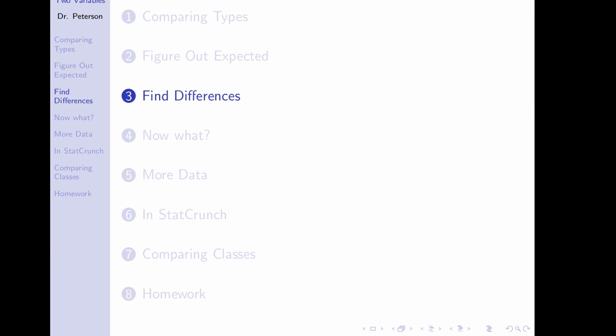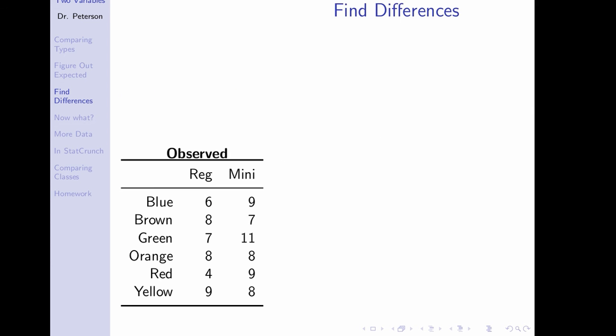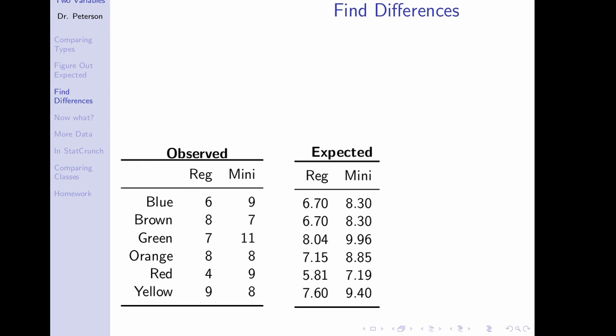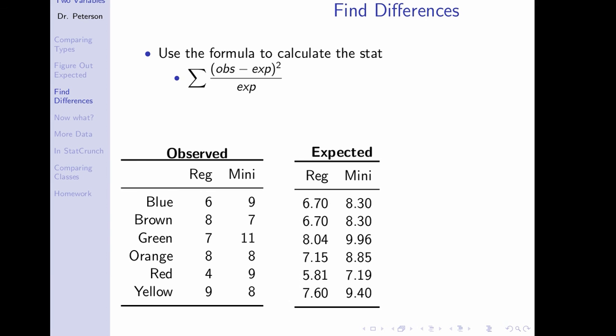But now we want to find the differences. So we have our observeds, we have our expecteds. We want to use the formula to calculate the chi-square statistic. So remember, this is observed minus expected squared over expected for each and every one of these entries. Now I'm not going to make you do these 12 by hand, I've got them done ahead of time.